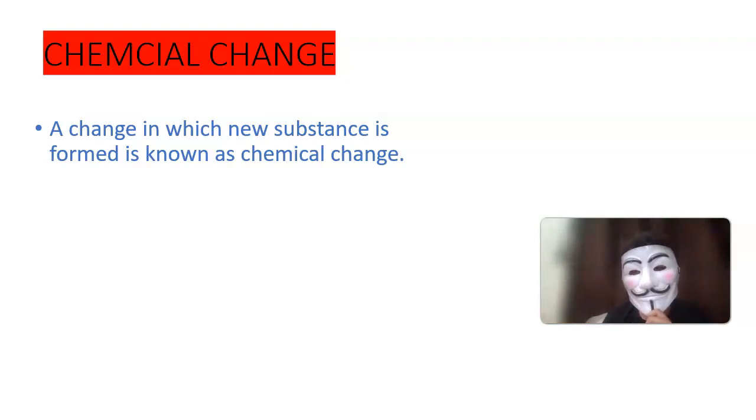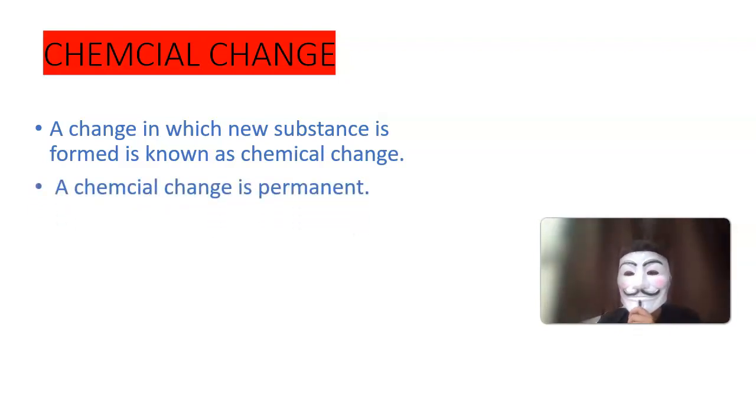So, as we know, in a physical change no new substance is formed. If we turn ice into water, we can again turn water into ice, but in a chemical change we can't. For example, you burn wood, can you get the same wood again? No, right? So we call it the change in which a new substance is formed, known as a chemical change. This is one of the most important statements.